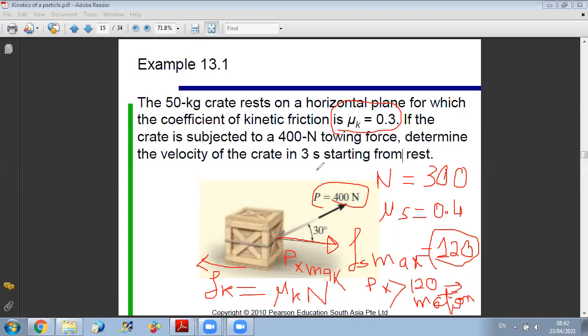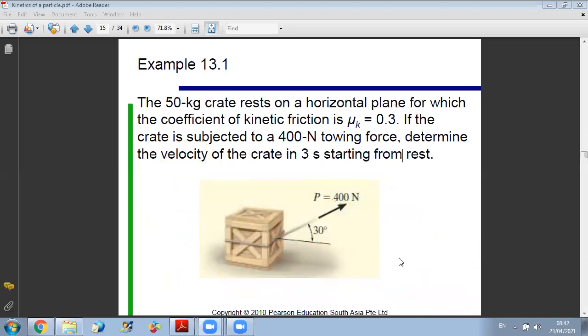Okay. Now, the second step, I am interested in finding the velocity of the crate in 3 seconds. And we know that velocity is related to acceleration, and acceleration is related to forces. So my strategy will be to draw the free body diagram as we did, write Newton's law to get the acceleration, and then from the acceleration we get the velocity. Okay? Let us do the application.